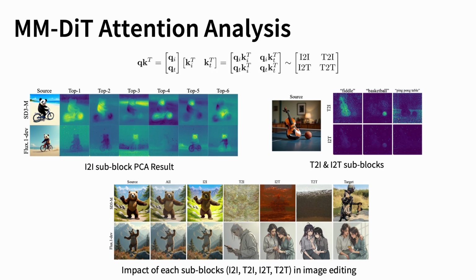In I to T blocks, rows correspond to image tokens, and there is an inherent competition as their attention weights must sum to 1, diluting the signals during softmax. In contrast, T to I's structure allows multiple image regions to retain high attention values simultaneously. Replacing different subblocks has a varying impact, with I to I being critical for preserving the source structure.